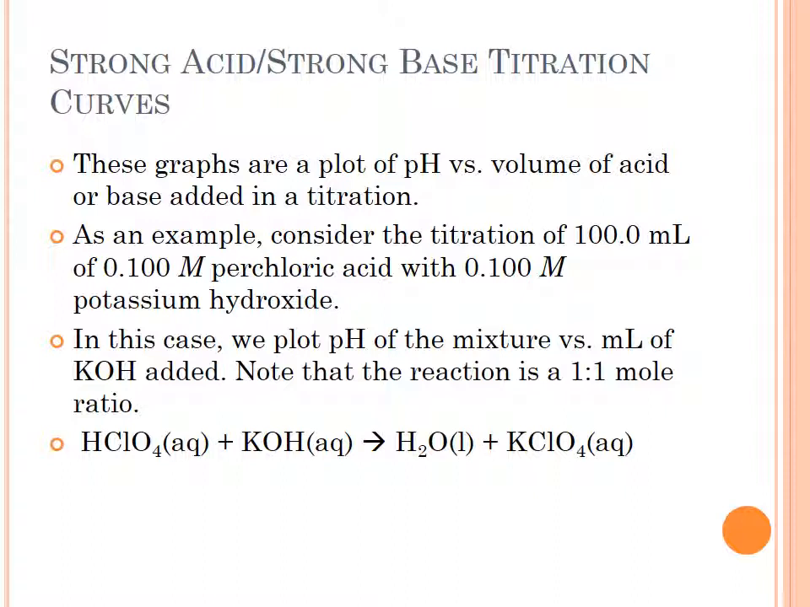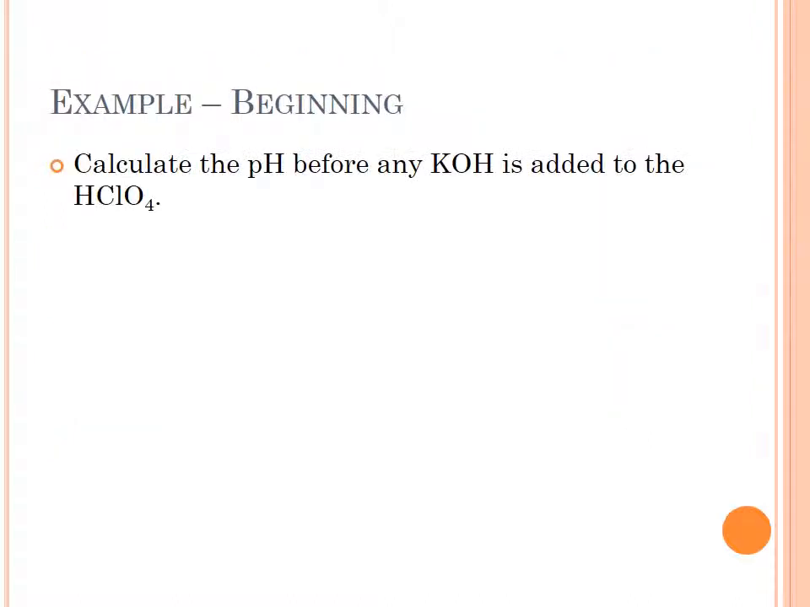So here's our basic reaction: perchloric acid, aqueous solution, plus potassium hydroxide forming water and potassium perchlorate. So let's look at the beginning of the titration before we add any KOH. We just have a solution of perchloric acid, so let's figure out what the pH of that solution of perchloric acid is.